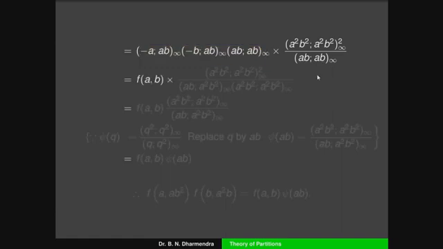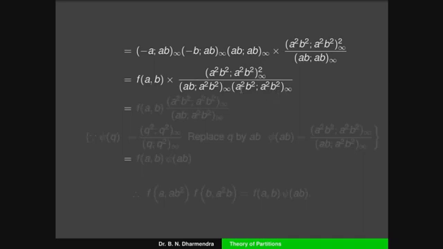So the first term is f of a comma b, and in the second term the numerator is unaltered, the same, a square b square infinity whole square, divided by the odd product a square b square infinity into a square b square infinity, that is the even term.